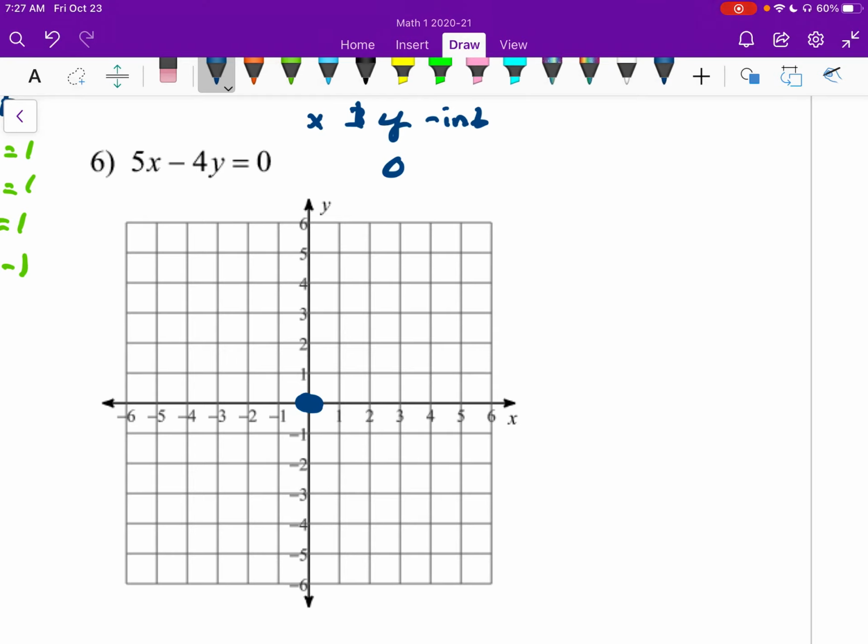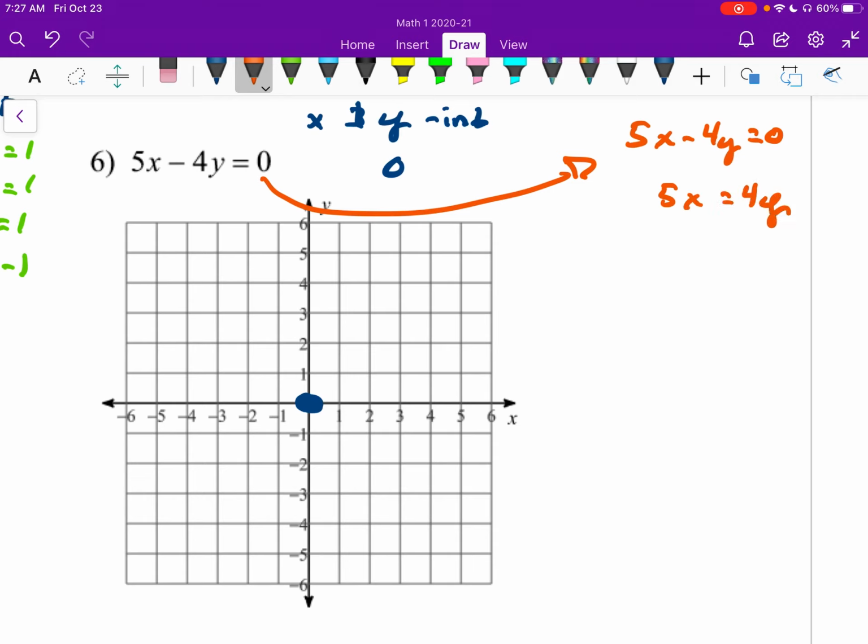That's not very useful. So we're going to need to rearrange this. We're going to need to find the slope. The way that I would do that is I would just copy down 5x minus 4y is 0. Well, that's the same thing as 5x equals 4y. And if I'm trying to get my y by itself, I could say, well, 5 over 4x is y. So that tells me that my slope is 5 over 4.